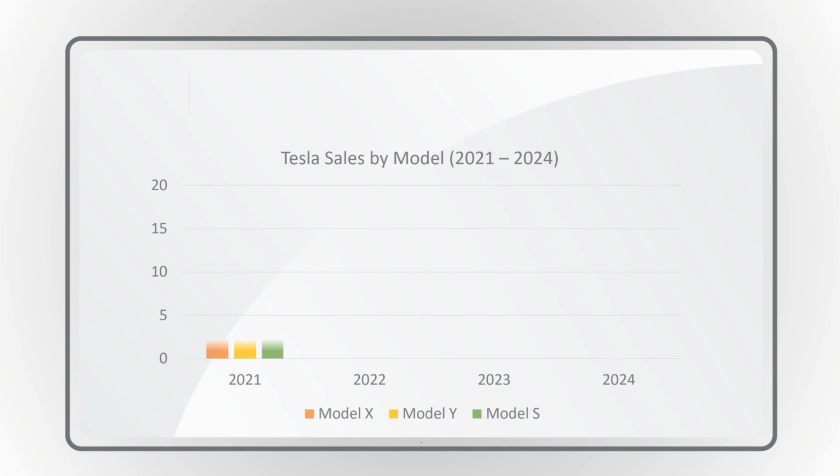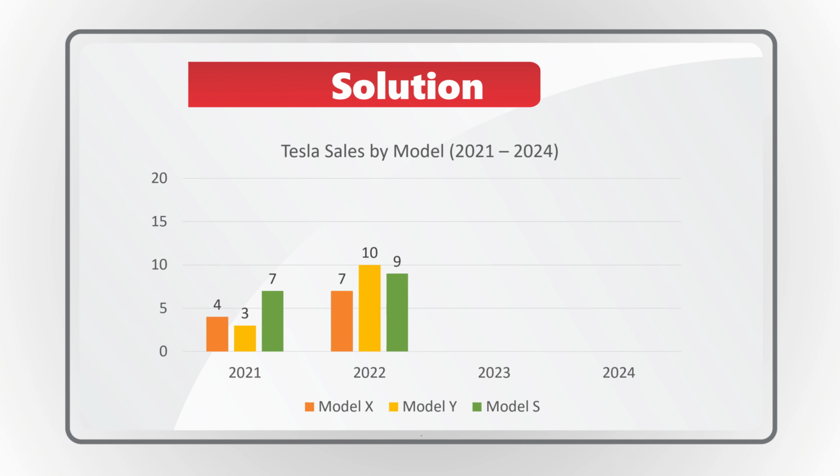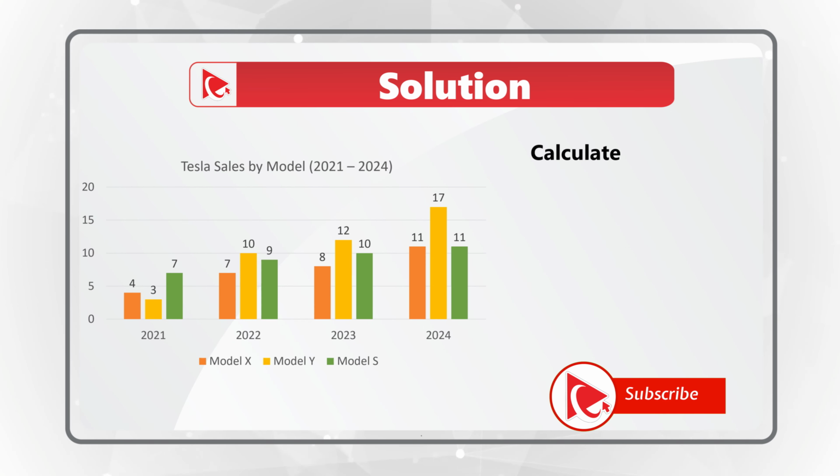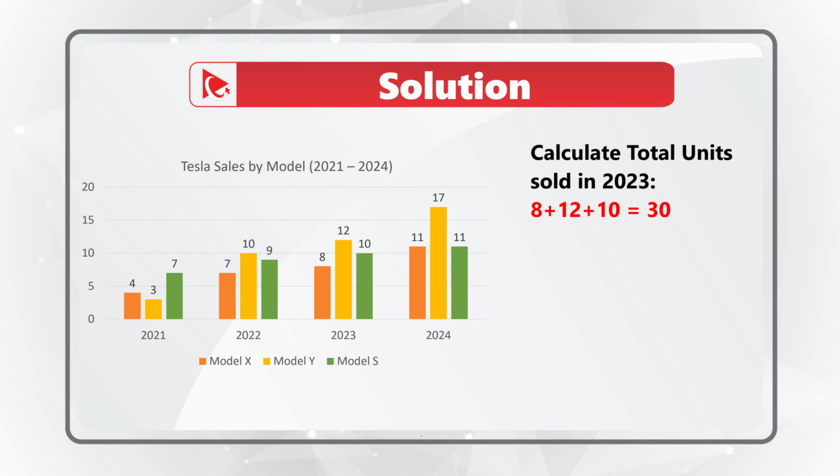First, let's take a close look at the 2023 sales. You can see that we sold 8 units of Model X, we sold 12 units of Model Y, and then 10 units of Model S. So total units sold in 2023 would be 8 plus 12 plus 10 equals 30. Now let's determine the percentage.